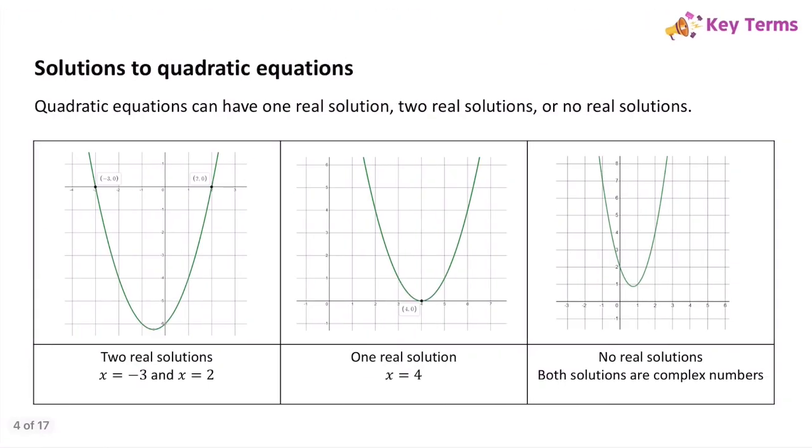Remember, quadratic equations can have one real solution, two real solutions, or no real solutions. We could see this from the graph, but we'll also see this show up whenever we're solving using completing the square.